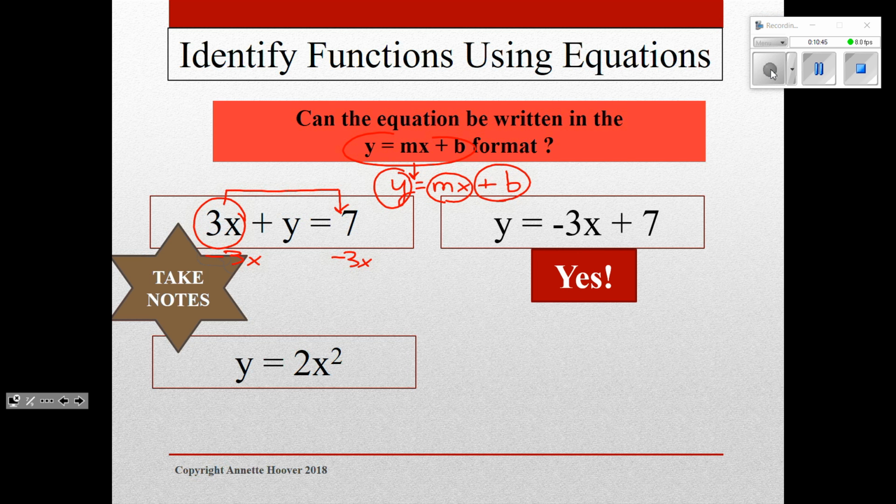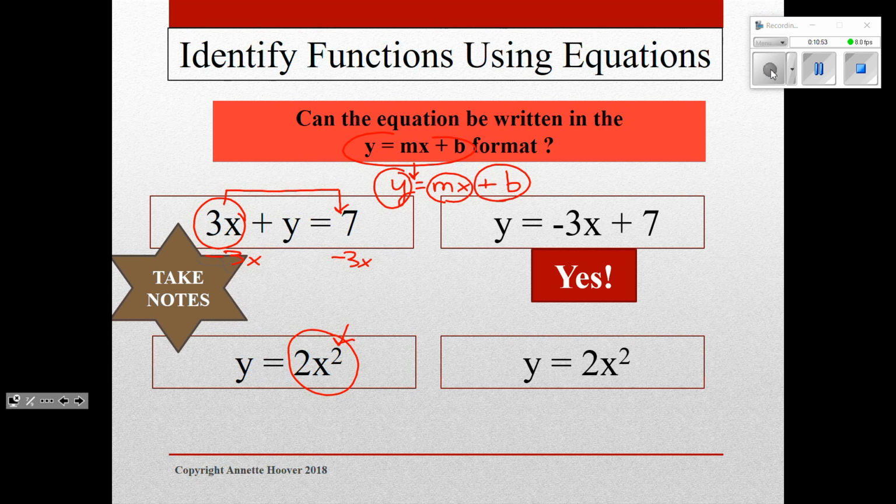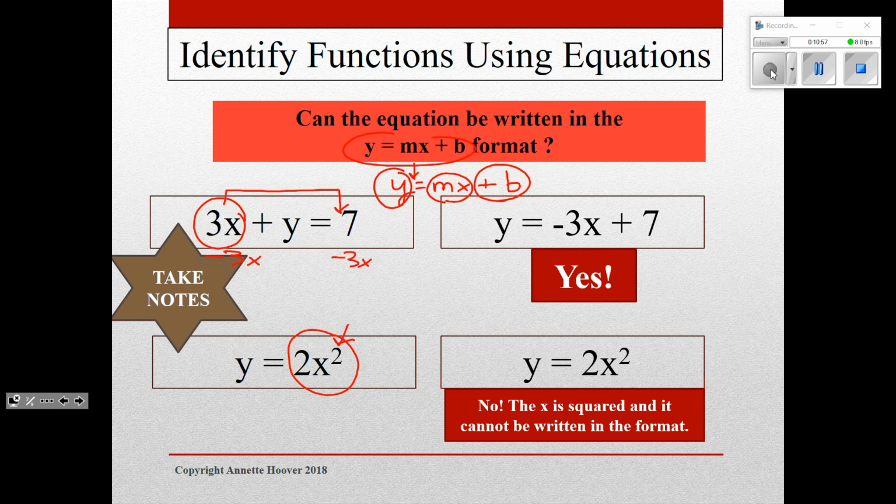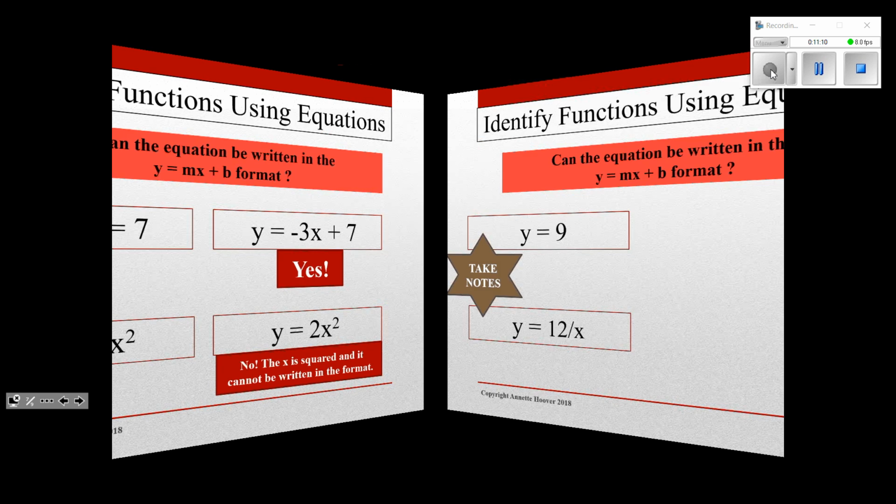If you look at the next one, you see y equals 2x squared. Notice that the x term has an exponent on it. If the x has an exponent on it, it is not going to be a linear function. This happens to be quadratic. When you have x squared, this is going to be a quadratic function, and it graphs as a parabola. So if there is an exponent on the x term, it will not graph as a linear function.